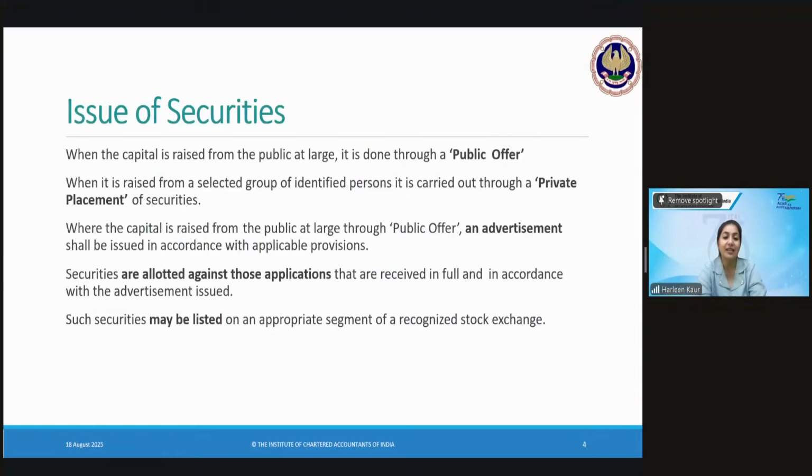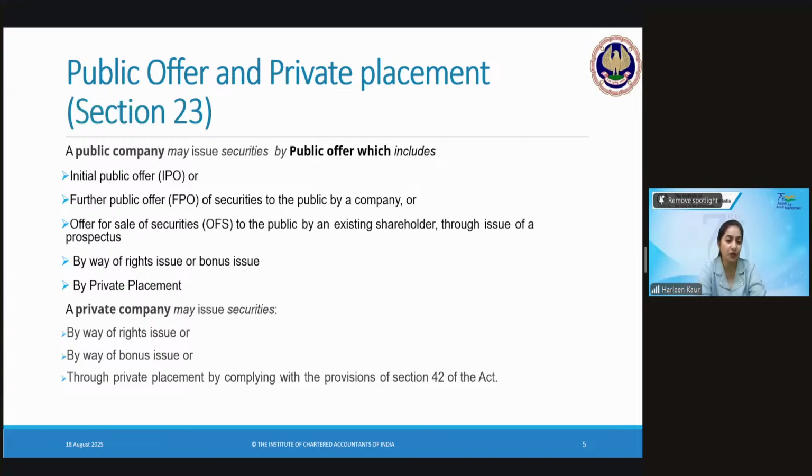After that, we have discussed the various ways of allotment of securities under section 23: an IPO, FPO, and OFS, that is, offer for sale of securities. Now my question to the class: which section deals specifically with the case of offer for sale of securities? If I'm talking about OFS and a prospectus needs to be issued, which is the respective section that talks about OFS?